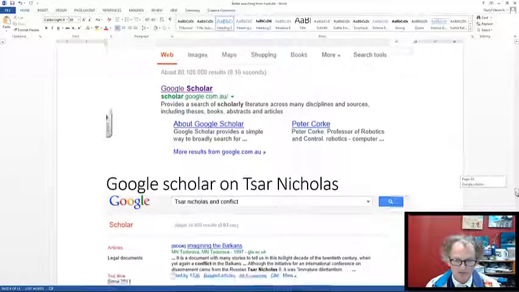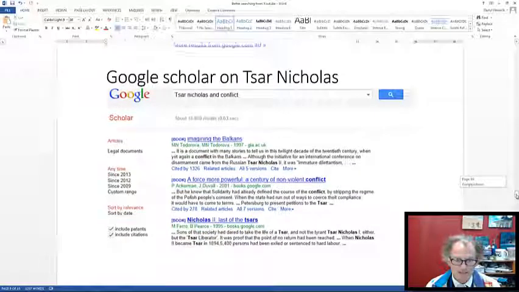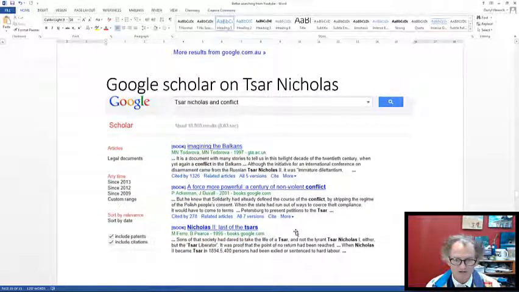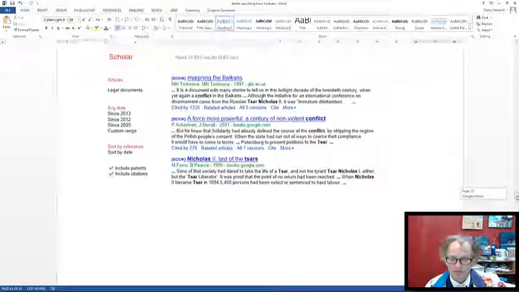Here I've typed in Google Scholar on Tsar Nicholas, and noticing now we're getting quite a lot of different sort of resources here, and these are going to be related back to specific books, or they're going to be related to abstracts or educational institutions. So you're going to get some very good quality resources using Google Scholar.